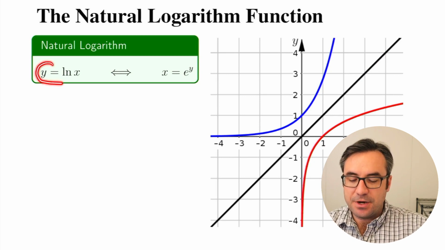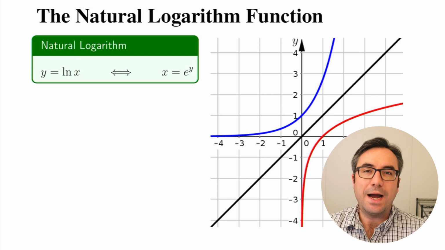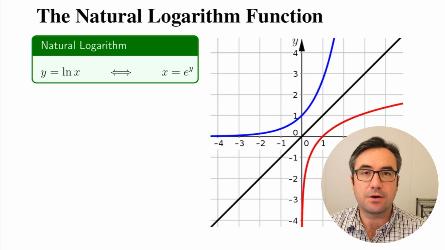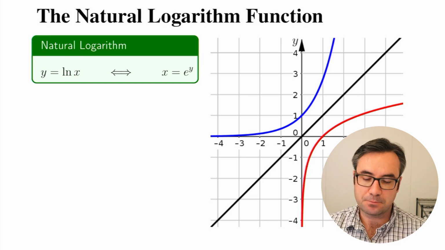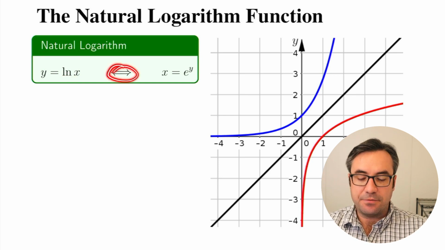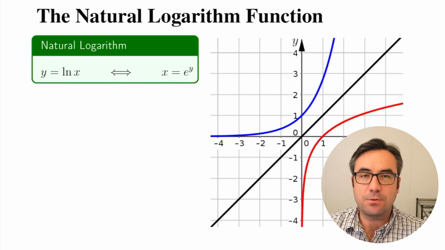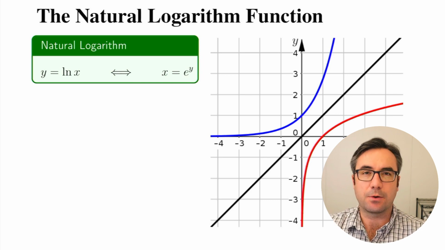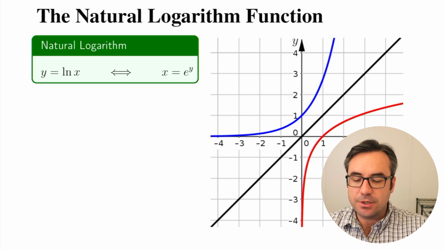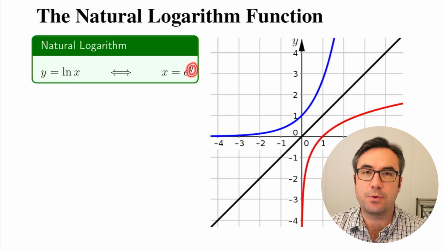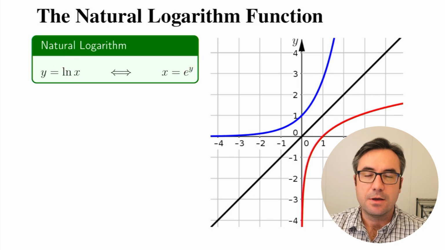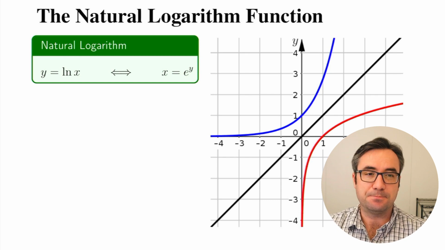So the definition is that y is equal to the natural log of x, and we use ln to denote natural log, if and only if x is equal to e raised to the power y. So essentially we can think of the natural log as being the exponent from our exponential function.